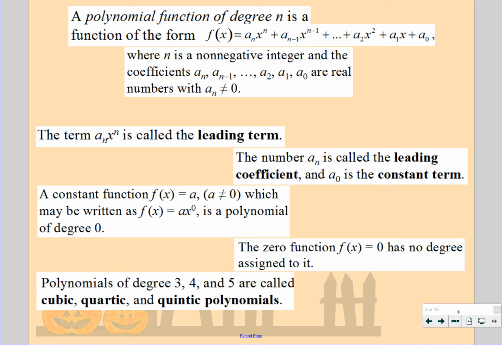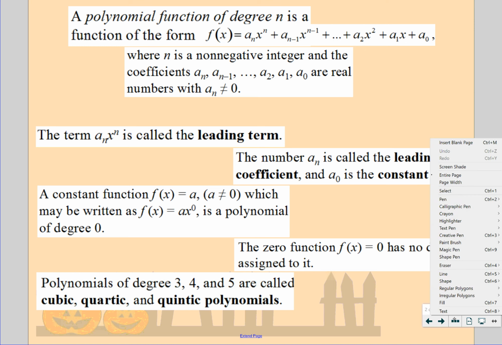This is the formal definition at the top. I'm going to give you an example of one that we can use for a couple of these other little terms that are going to go along with it. So it says a polynomial function of degree n is a function of the following form, where n is a non-negative integer and the coefficients are all real numbers.